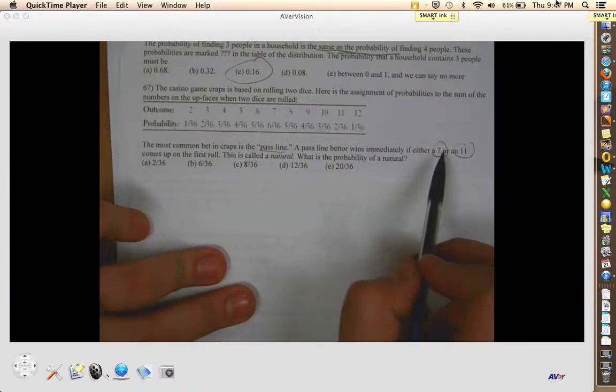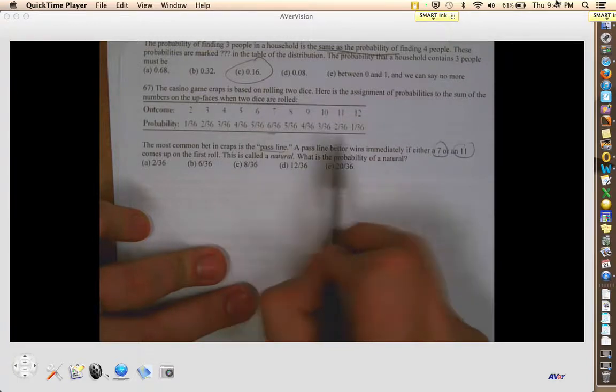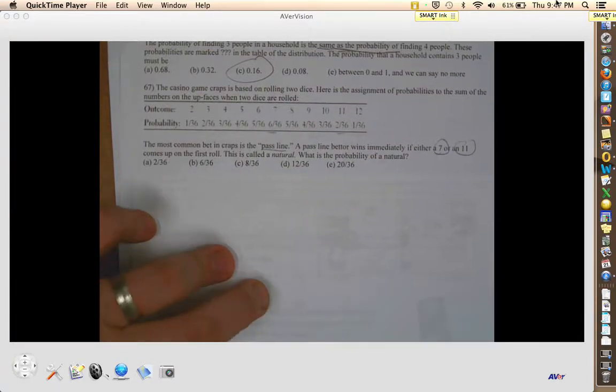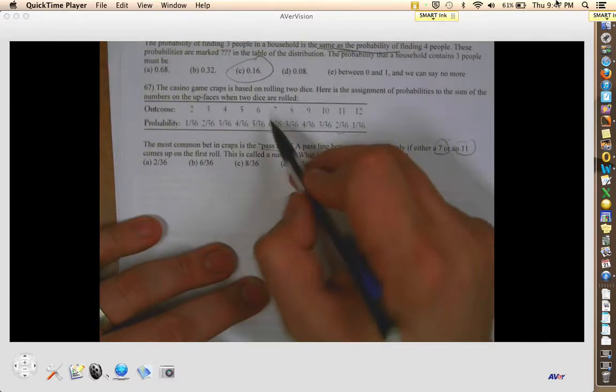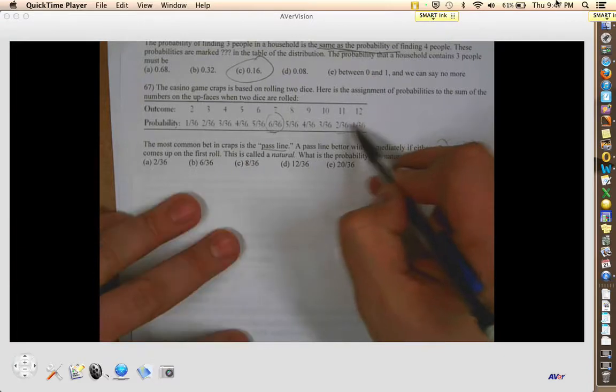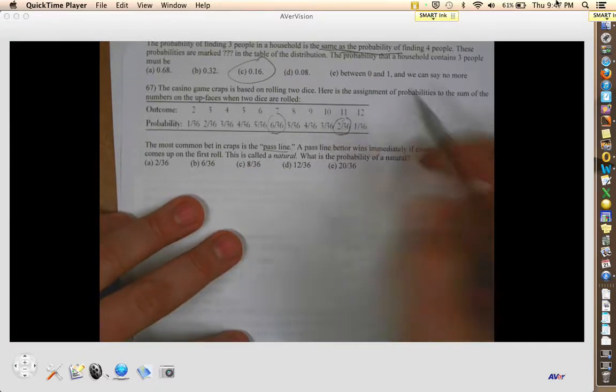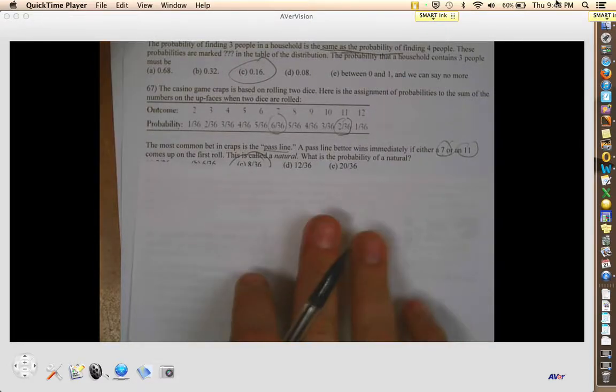Well, rolling a sum of 7 and rolling a sum of 11 are mutually exclusive. They cannot both happen at the same time. So if we want the OR probability, we can just add them together. 6 out of 36 plus 2 out of 36 would give us 8 out of 36.